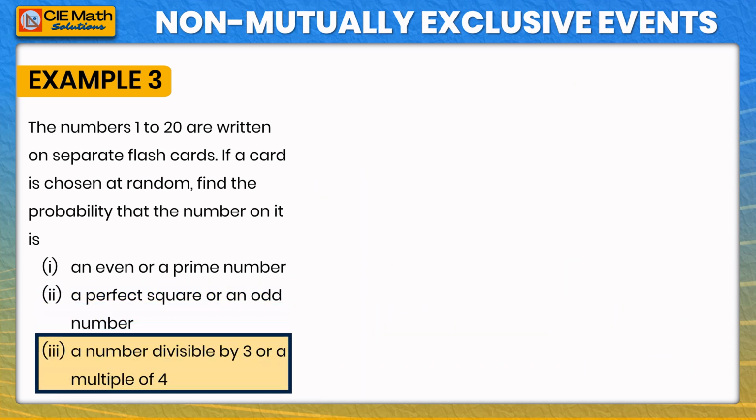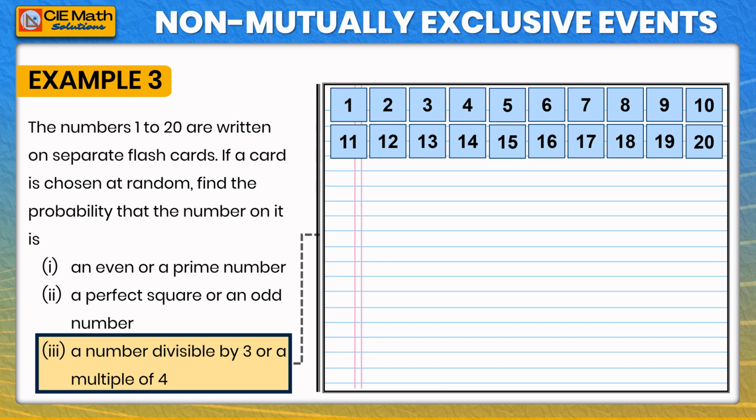Next, a number divisible by 3 or a number multiple of 4. Let's encircle again the numbers that are divisible by 3. Of course, they are the multiples of 3 also. So 3, 6, 9, 12, 15, 18. And also the numbers that are multiples of 4. Multiples of 4 are 4, 8, 12, 16, and 20.